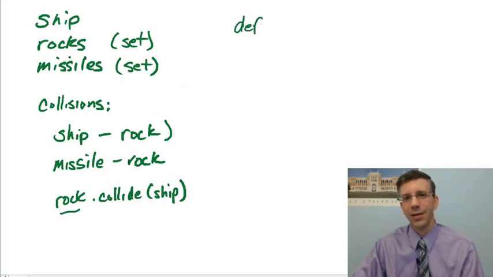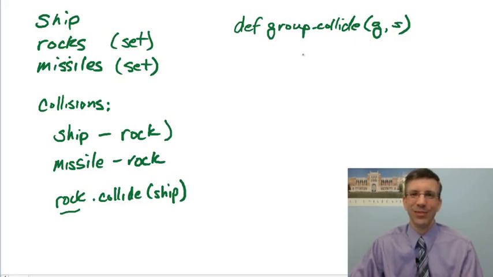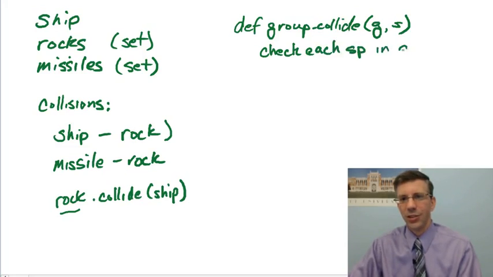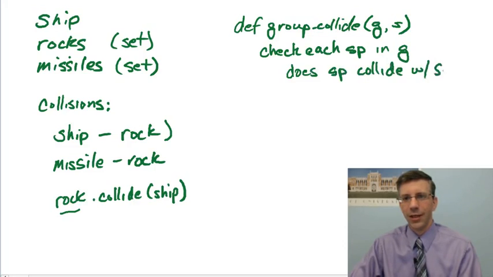So I recommend that you define some sort of function. Let's call it group_collide, and that should take a group and a sprite. And don't use G and S, use better names. I'm just doing that because I'm writing here to save a little time. So what do I want to do? I want to run through each member of the group. So for each member of the group, you have to check each sprite, let's call it SP in G. Does SP collide with S?